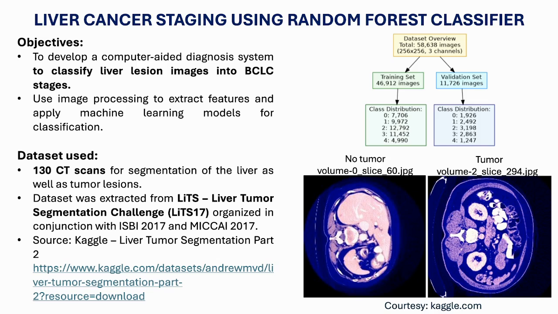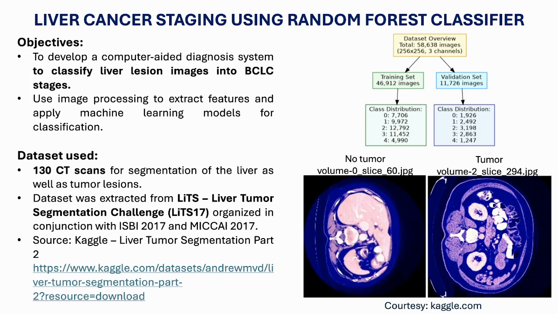For this, I use a data set from a challenge. It is actually a liver segmentation challenge which was held as a part of the ISBI 2017 and MICCAI 2017 conferences. The key point about the data set is that it contains 130 abdominal CT scans. The data set includes segmentation of the liver and tumor lesions, providing a clear overview of the affected areas. The images were sourced from multiple clinical sites, adding diversity and real-world variability to the data set. The data was downloaded from CodaLab under the title Liver Tumor Segmentation Part 2.